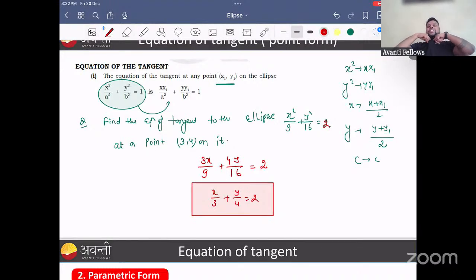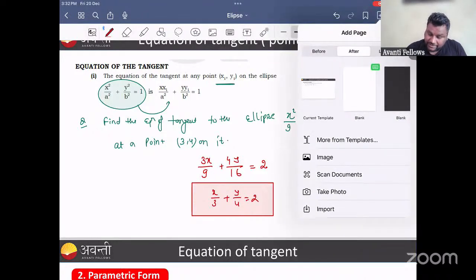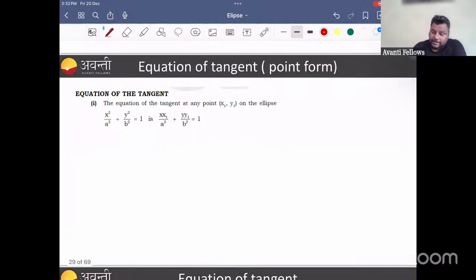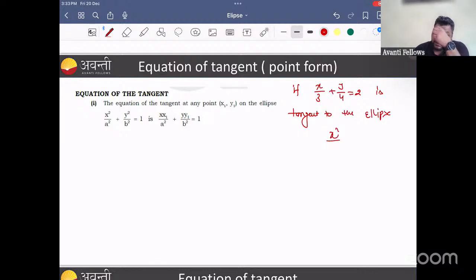Now, let me teach you something unconventional. Why did I say unconventional? That is basically the reverse process of this. Like if they say x upon 3 plus y by 4 equals 2 is tangent to the ellipse x square upon 9 plus y square upon 16 equals 2, find the point of contact.